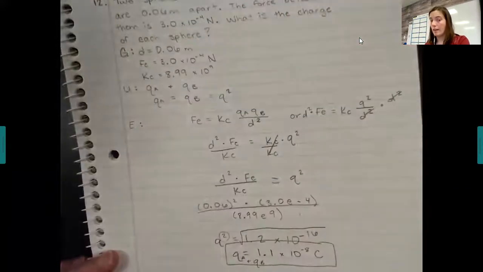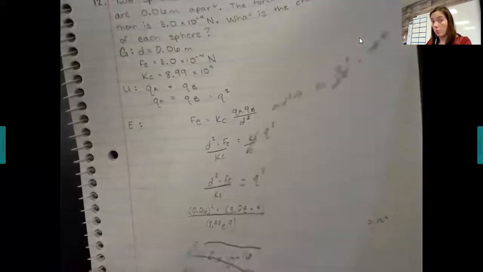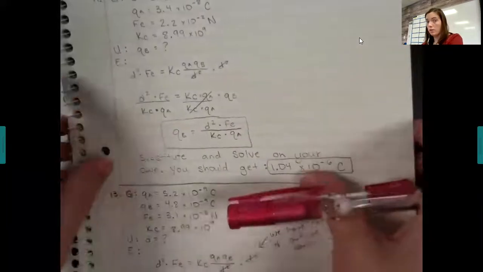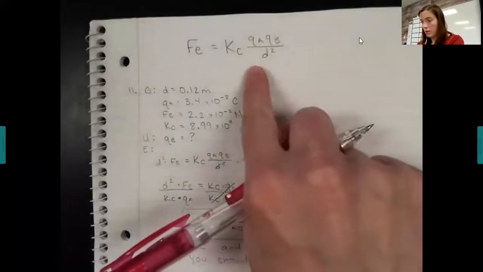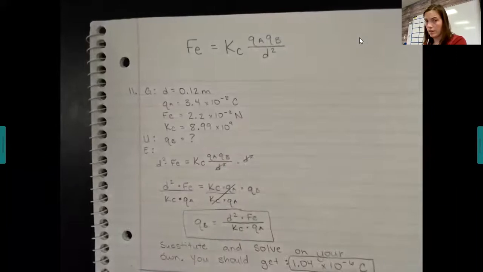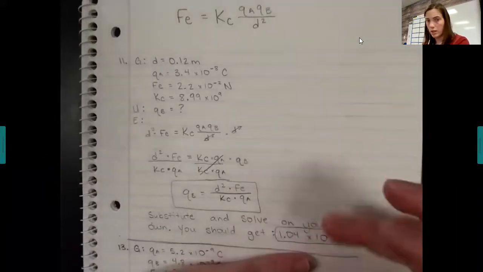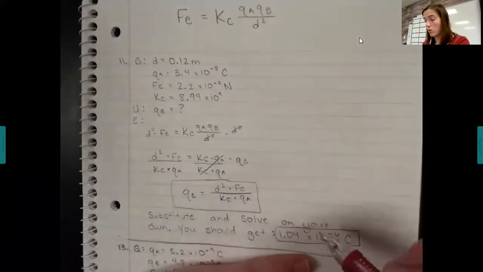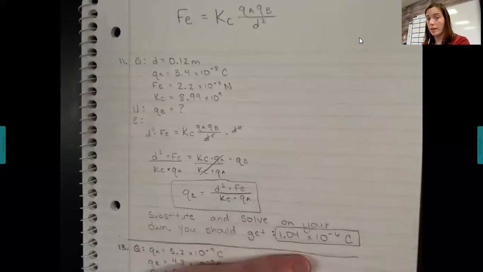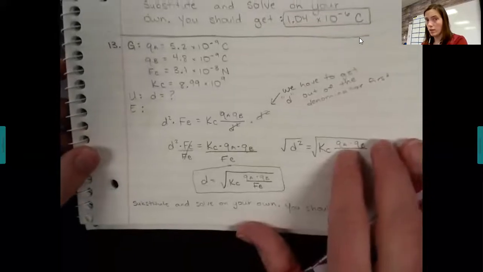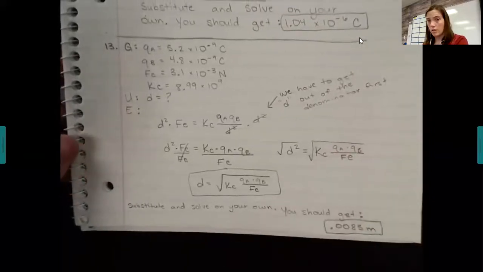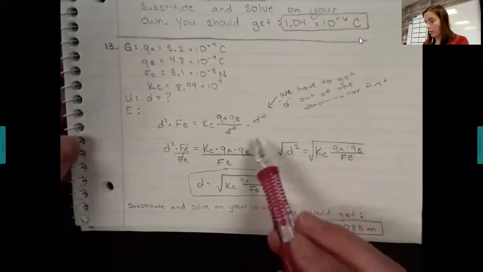All right, if you need help with 11 and 12, this is the equation that we're using. Okay, this is 11. So pause the video here, write down what you need. I've worked it through the equation, but you can solve it on your own. This is the number you should be getting when you plug in and solve. And I've done the same thing for number 13, and explained why I did that.